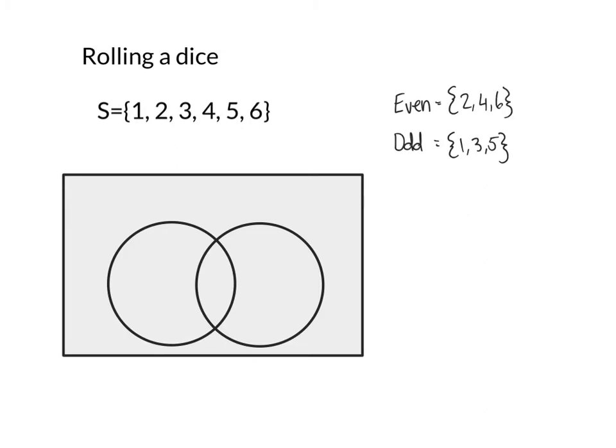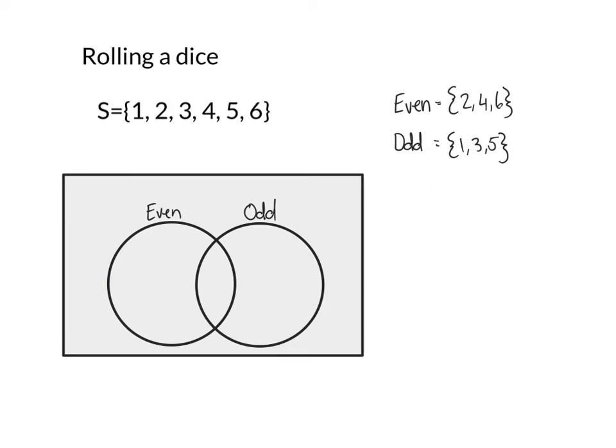And the way that we do this is we draw ourselves a little picture like this. So one big rectangle, and everything inside this rectangle has to be included in this sample space. So we can't skip any numbers. And then we have two circles. The first circle here, let's say that this circle represents even outcomes, and the second circle represents odd outcomes.